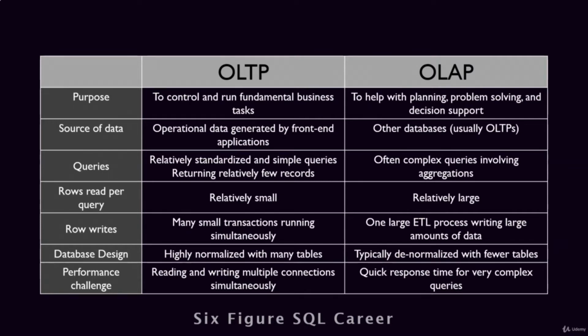Now, in an OLAP database, your row writes usually come from one large process called an ETL process. ETL stands for extract, transform, and load. This is a lot different than an OLTP. If you look to the left, it says many small transactions running simultaneously. On the other hand, with an OLAP, you've got one transaction, but it's writing a large amount of data. So your overall volume may be the same, but rather than coming from multiple sources, it's coming from one source.